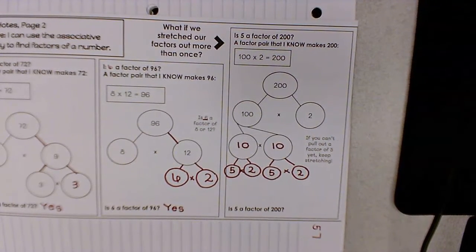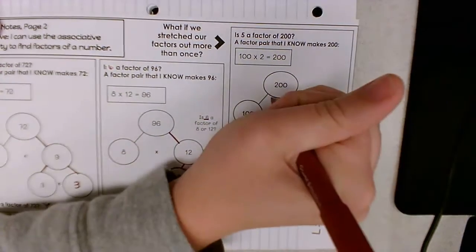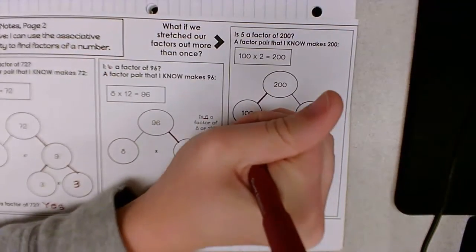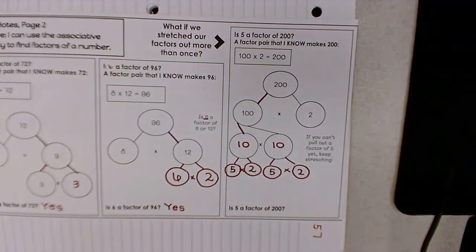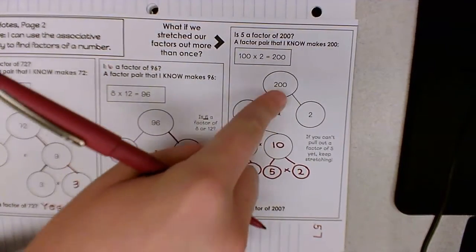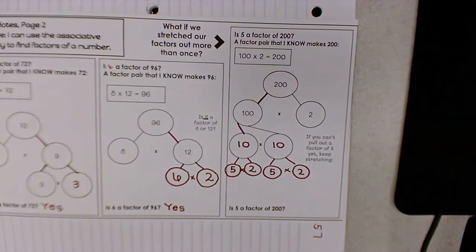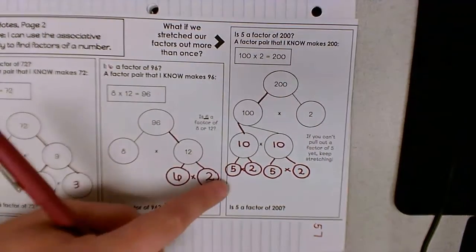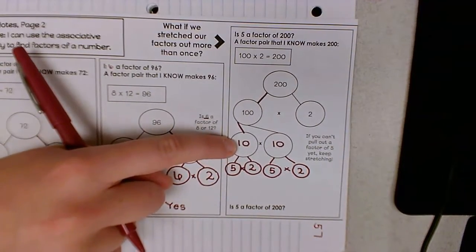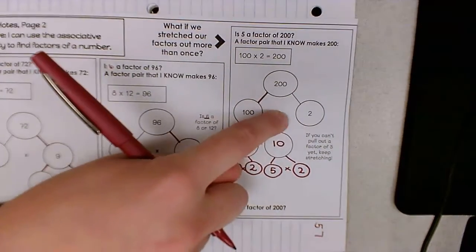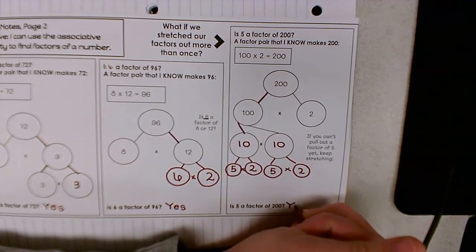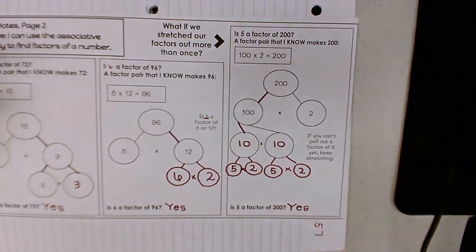According to the associative property, it doesn't matter how I group my factors. If 100 is a factor of 200 and 10 is a factor of 100, then that means 10 is also a factor of 200. And that means that if 10 is a factor of 200 and 5 is a factor of 10, they all connect together to be a factor of 200. Yes, 5 is a factor of 200.